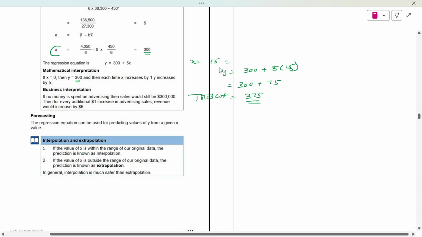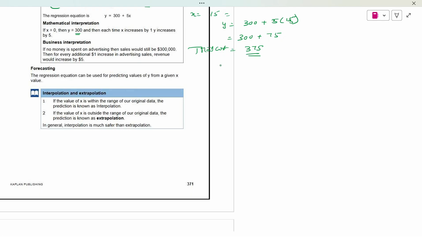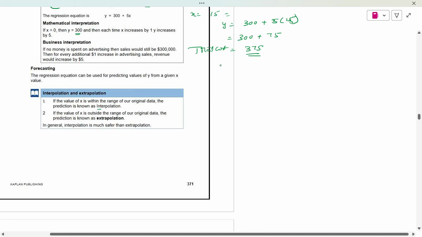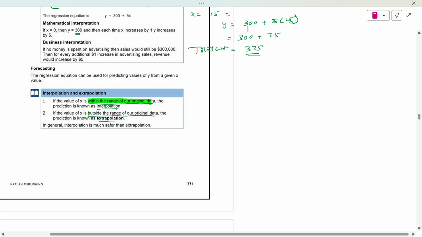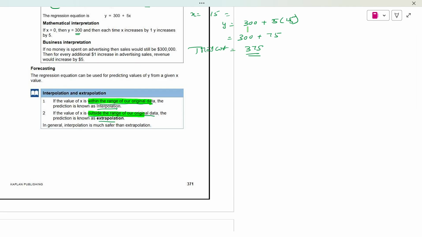Now there is another forecast. These are all forecasting techniques. There is interpolation and there is extrapolation. What is interpolation? Interpolation is within the range of the original data, and extrapolation is outside the range of the original data. In general, interpolation is much safer than extrapolation.